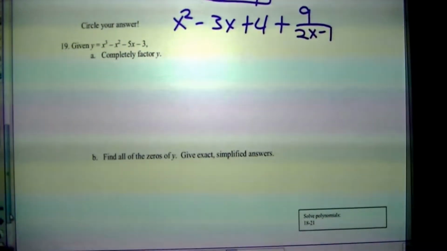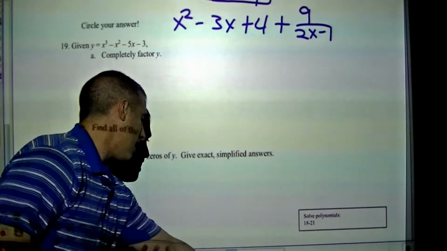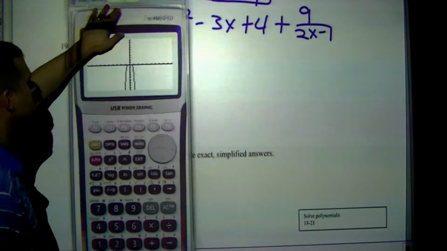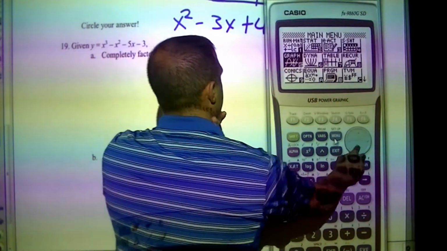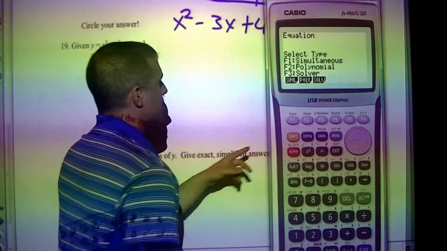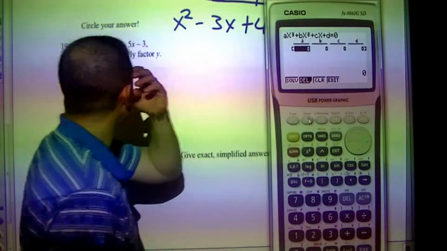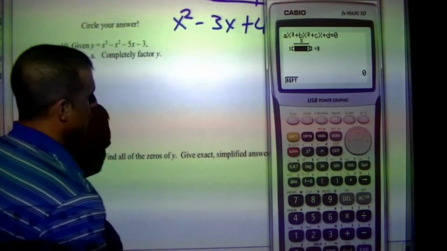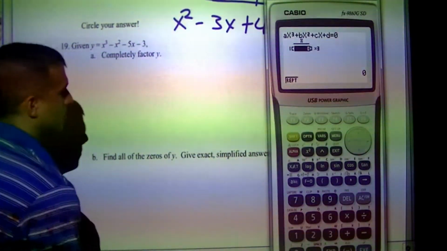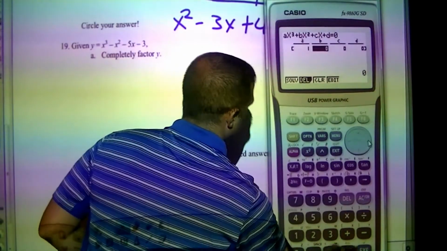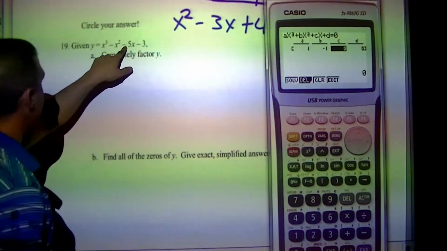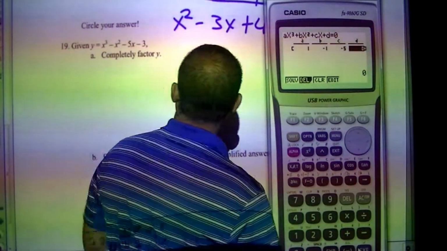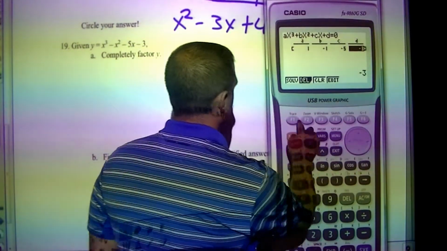It says completely factor. Okay? All right, state and then find all the zeros. So what I'm going to do is go to menu and equa. I'm going to see if I can find any of the zeros. So my polynomial at degree 3, I'm going to type in 1. The x squared term is negative 1. My x term is negative 5. And my term over here is negative 3. And I'm going to solve.